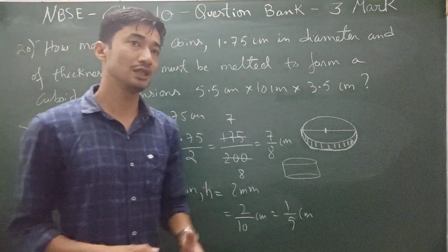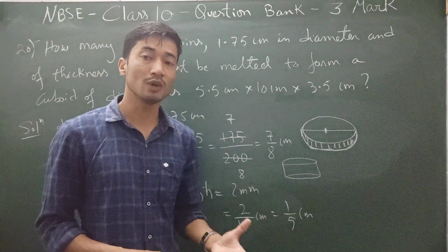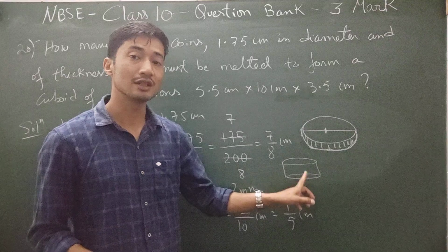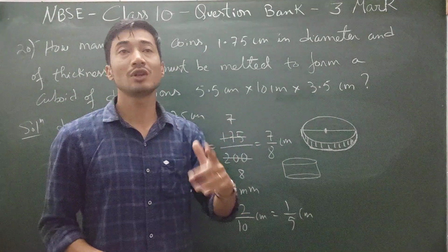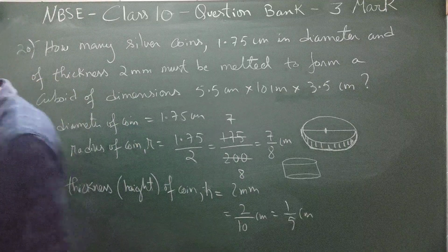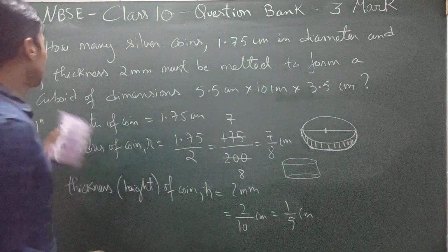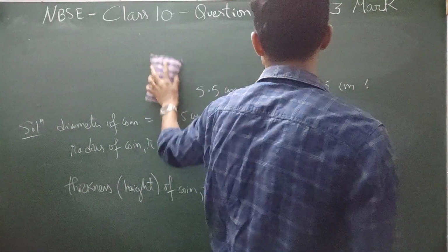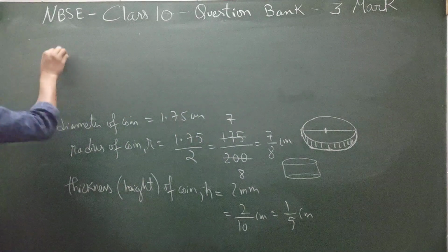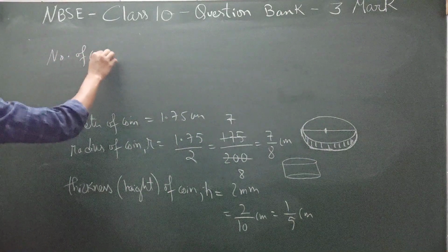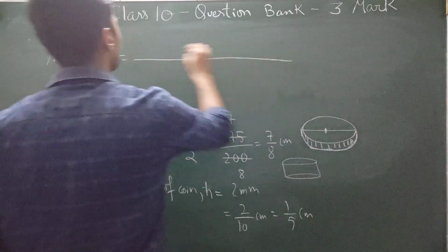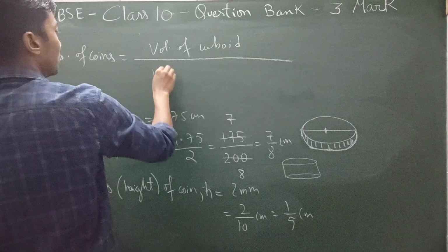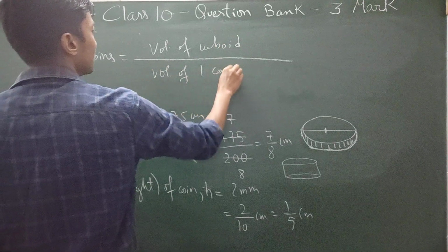Is it going to be a circle? Is it going to be a sphere? Is it going to be a cone? As I mentioned, since it's a coin with a certain thickness, it acts like a cylinder. So the volume of one coin is the volume of a cylinder. So we are going to go straight to the number of coins required. Number of coins will be simply volume of cuboid divided by volume of one coin.